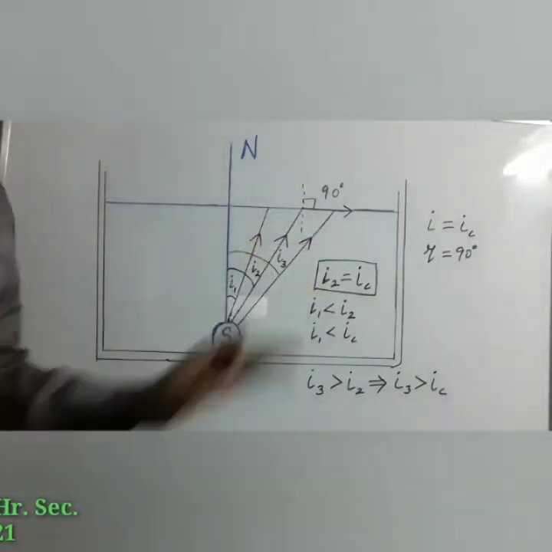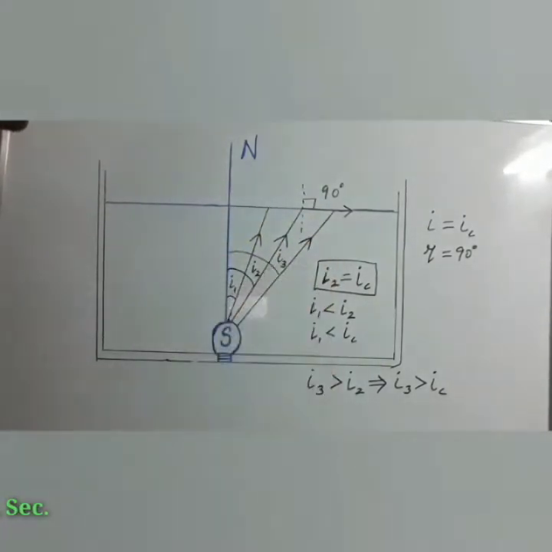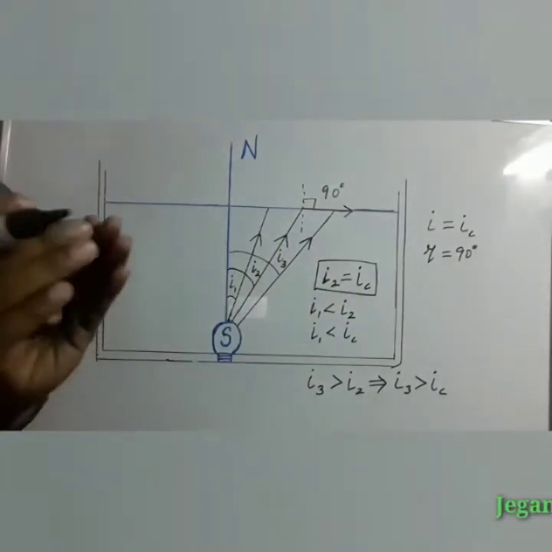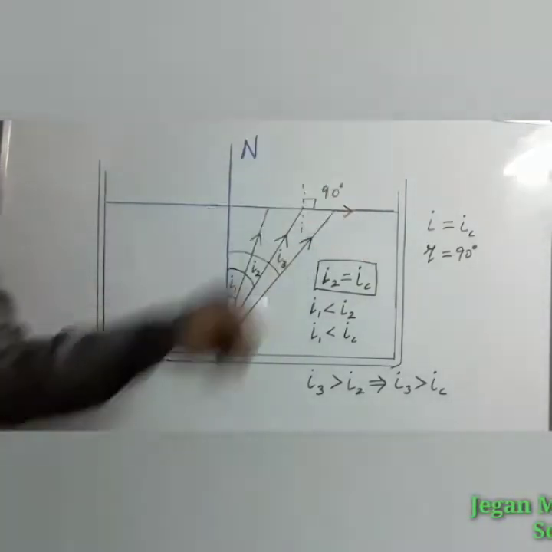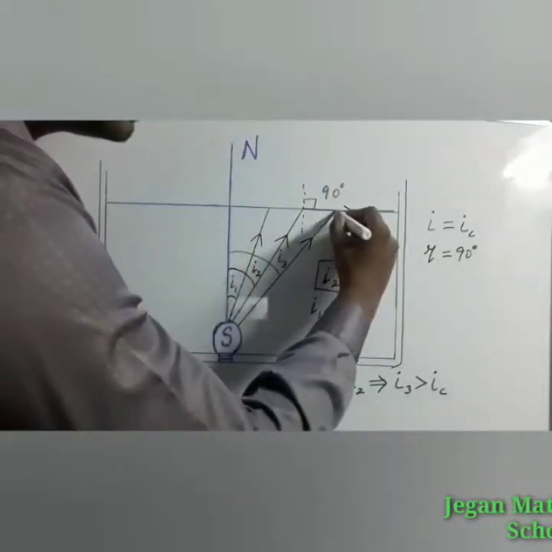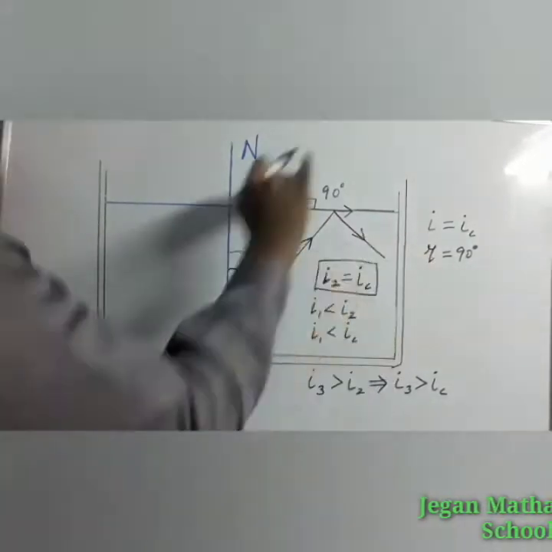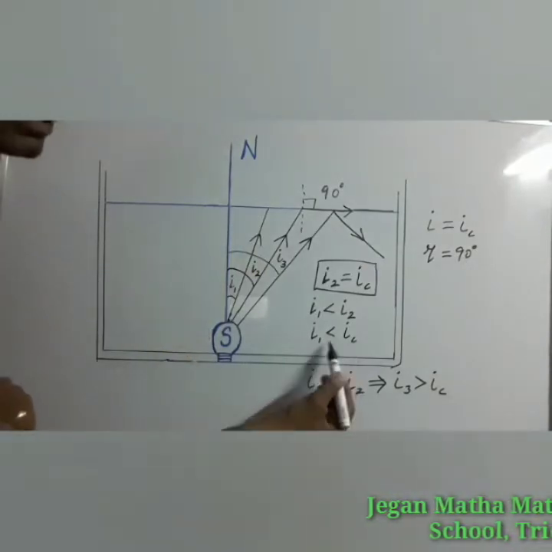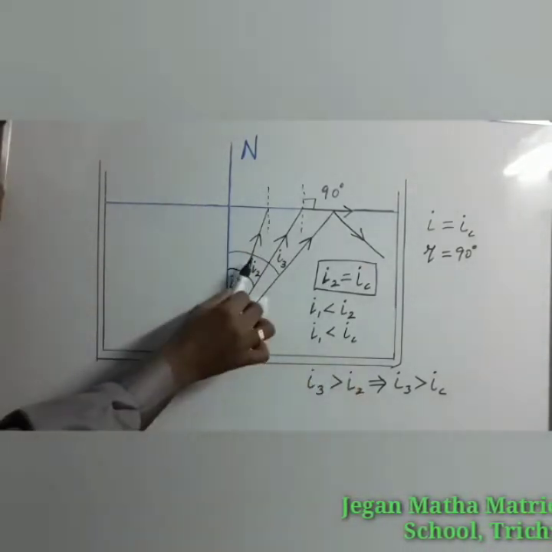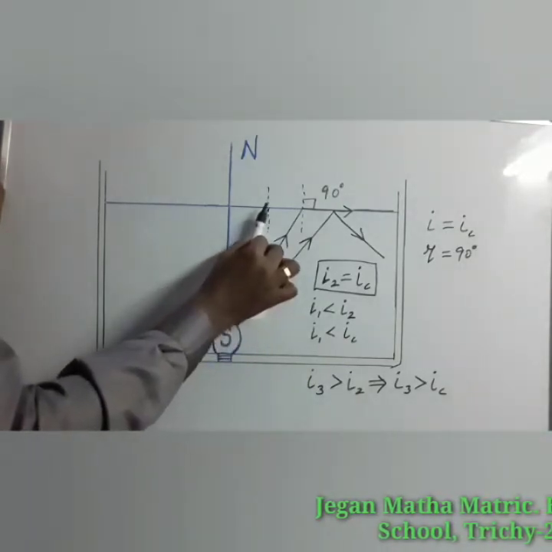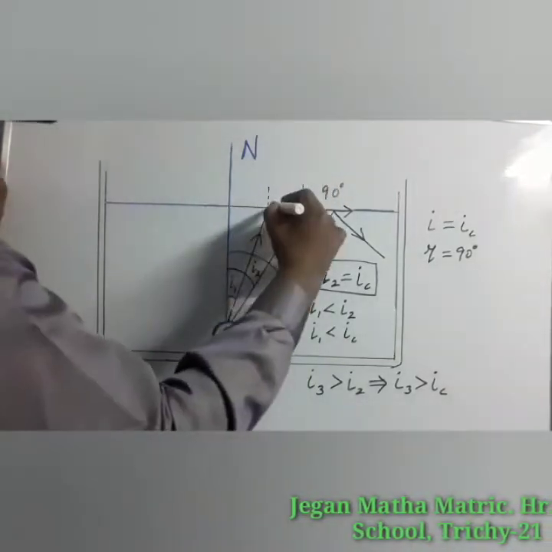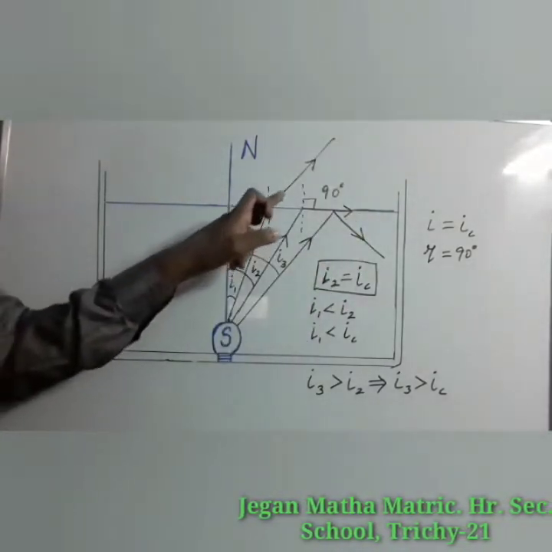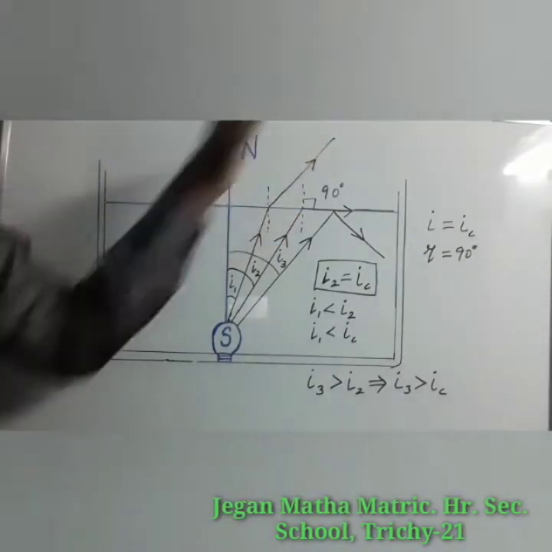Let us take the third ray. The third ray makes the angle I3. Now I3 is greater than the critical angle. Then what will happen? That ray undergoes total internal reflection. That means it will be reflected within the denser medium, so it will be reflected within the water itself. Let us take the first ray which makes the angle I1. That I1 is less than the critical angle. Here the first ray travels from water medium to air medium, so it moves away from the normal. Anyhow, the first ray can come outside of the water medium.